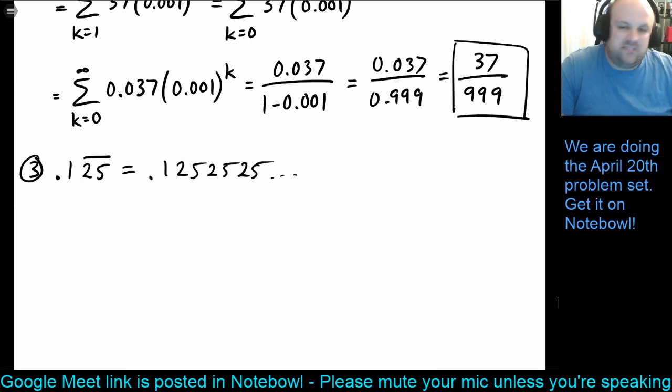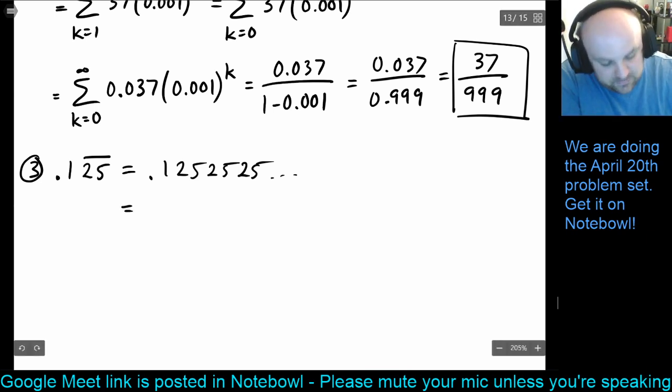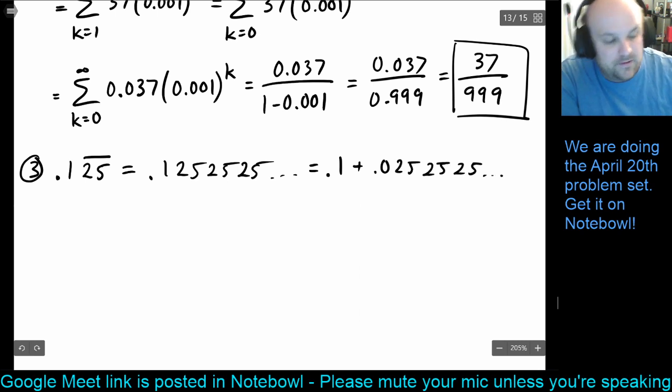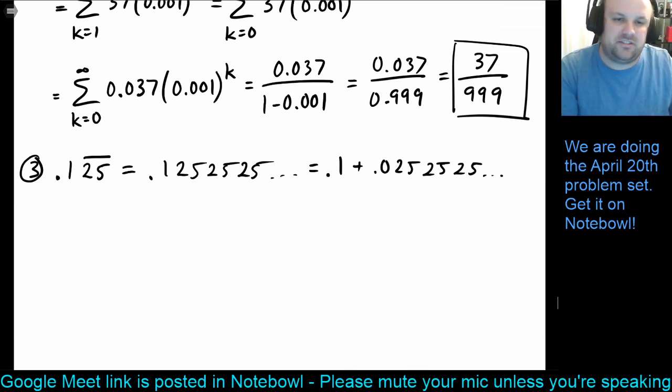Right? Because this is something kind of interesting, where the repetition doesn't start right away. Now the technique's going to be very similar, except we'll see a little bit of a difference here. If the repetition doesn't start right away, what you want to do is split off the part that doesn't repeat from the part that does repeat. So the first thing here is to write this as 0.1 plus 0.0252525. Because that part that doesn't repeat, we're just going to deal with later.